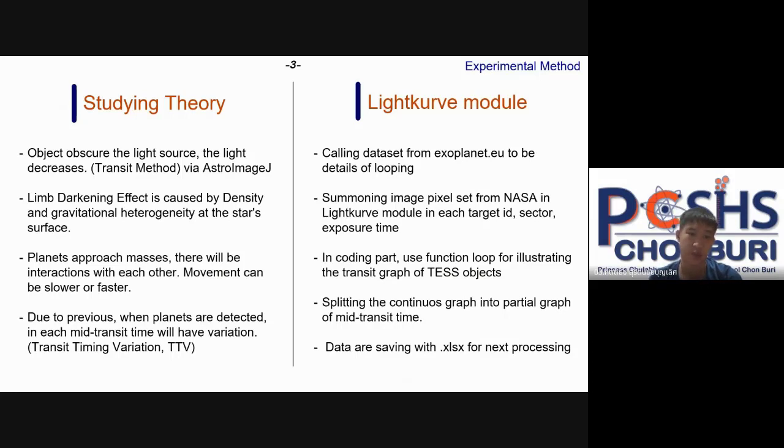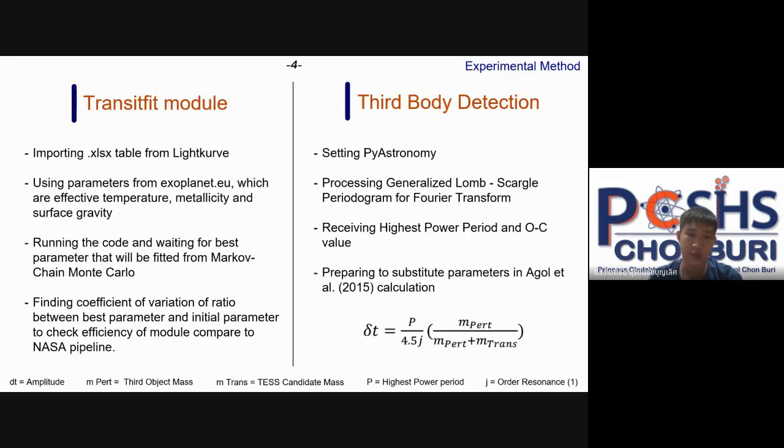First, the lightcurve module. Download the dataset from exoplanet.eu and use the lightcurve module to loop through each name, sector, and expected time. After that, we will split the continuous graph into partial graphs and save as .xlsx. Secondly, install the transit fit module to find the best parameters by effective temperature, metallicity, and surface gravity, and run it. Next, we will check the efficiency compared to the NASA pipeline by finding the correlation coefficient between fitted and original parameters.